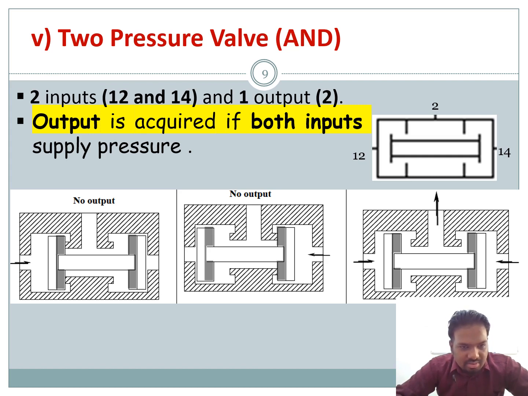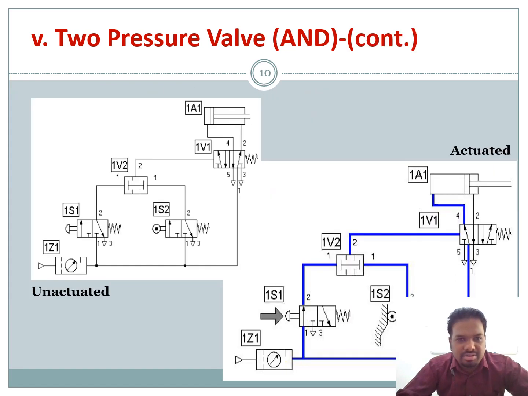Okay, so you can see here, this is only one input from your left hand side. So it's entering, so it is blocked. Similarly on the other side, only one input, so this is blocked. But when you have two inputs, the air will enter and go out because both sides are not blocked. Okay, so that is the two-pressure valve.